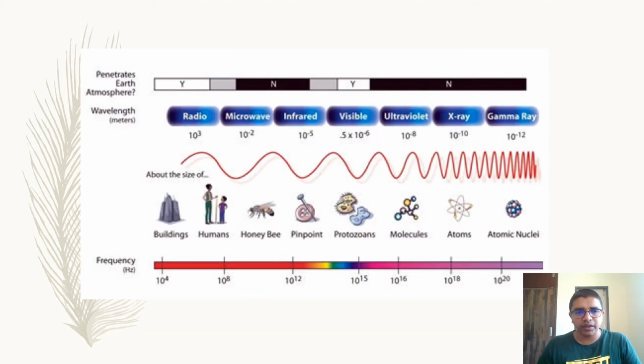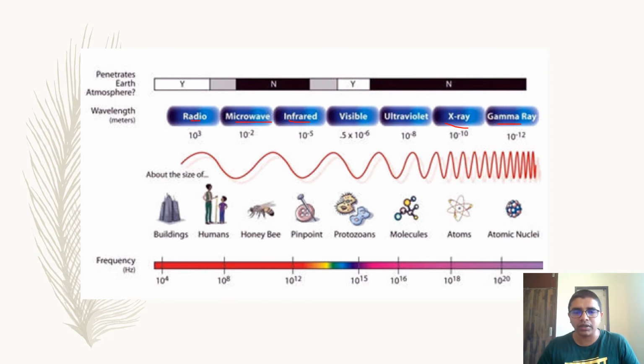This electromagnetic spectrum is divided into almost 7 ranges. In that, the center range is the visible range. Then on the right hand side we have ultraviolet radiations, X-rays, and then gamma rays. And on the left hand side we have infrared radiations, microwaves, and the radio waves.